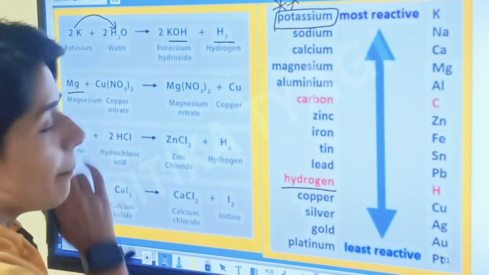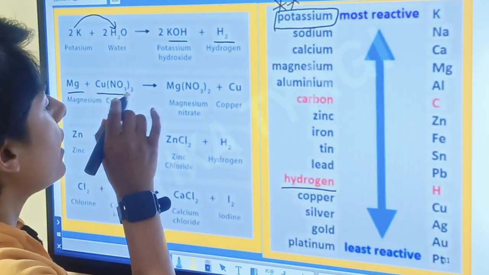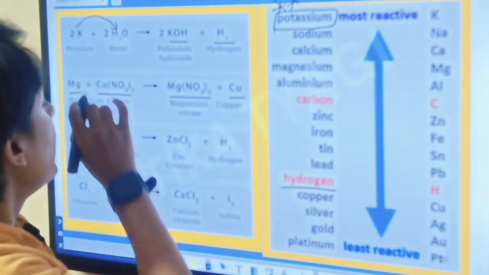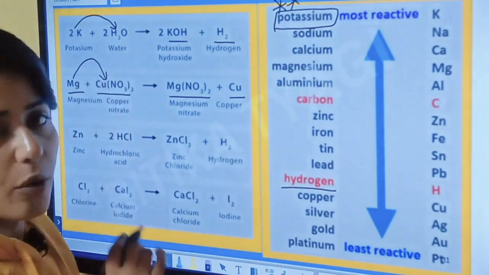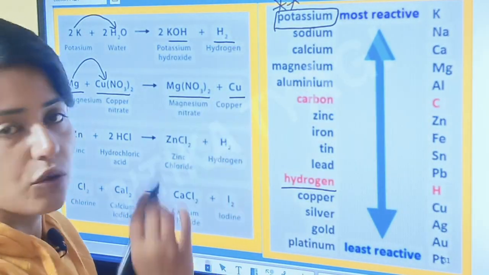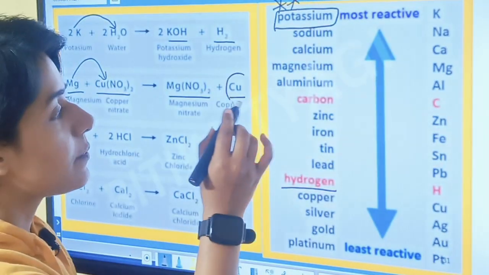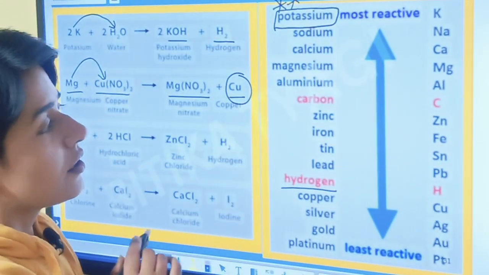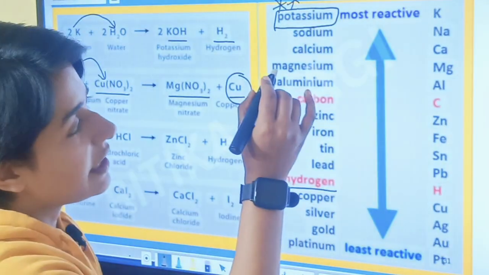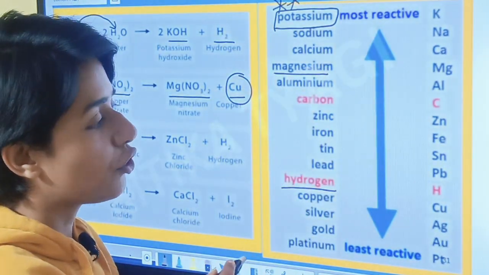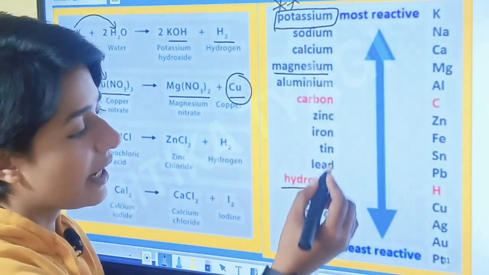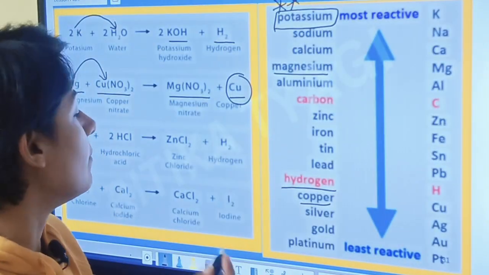Second example: when magnesium reacts with copper nitrate, it forms magnesium nitrate and copper. Here magnesium displaces the copper from copper nitrate, and we get magnesium nitrate and copper. So magnesium is more reactive than copper. As shown, magnesium is at the top and copper is at the bottom, so magnesium can displace copper easily.